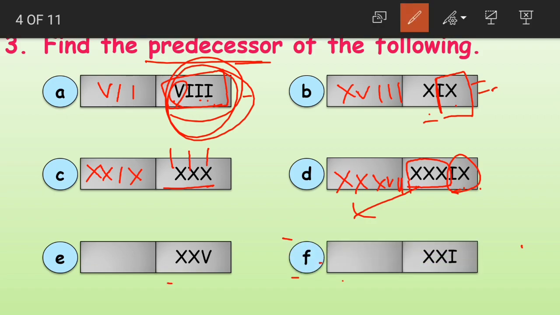Now, you can solve these two questions here. The first question is the predecessor of XXV. Then the next one is XXI. Okay, children, try solving these two questions.